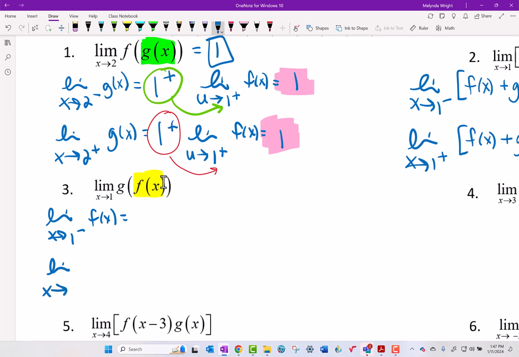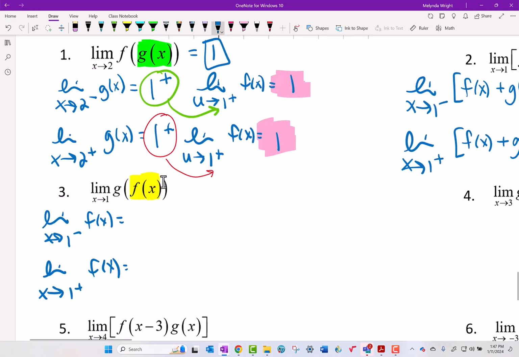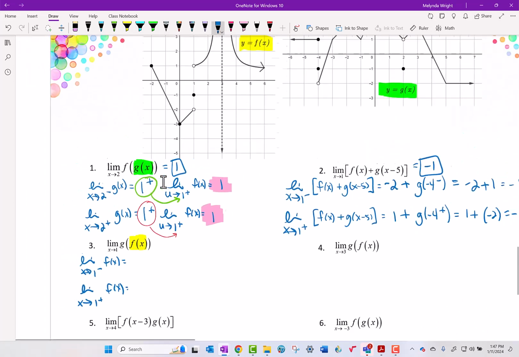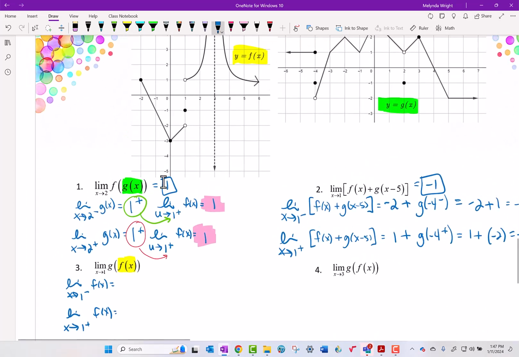And the limit as x goes to 1 from the right of f of x. Now these are the ones where you have to pay attention to whether it's approaching from above or below. That's this kind. The composite functions, we have to pay attention to that. All right, so let's look at our graph F. That's this one right here.